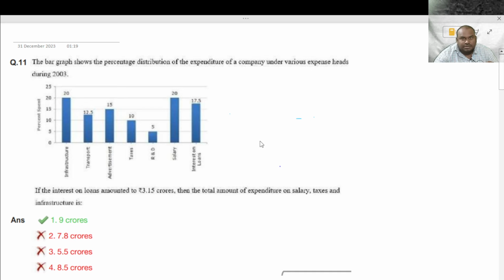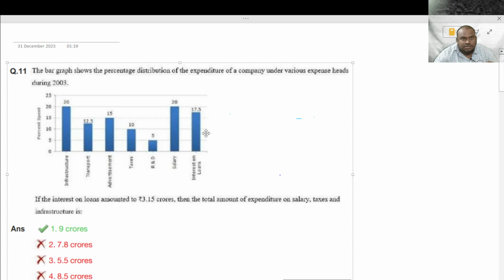The bar graph shows the percentage distribution of the expenditure of a company under various expense heads during 2003. Various expense heads means nothing but R&D, taxes, salary, different segments. He has given the distribution in terms of percentage, not the value. Here 5 is percentage, 10 is percentage, 15 is percentage. All are percentages. So for salary he spent 20%, for R&D he spent 5%, for taxes he spent 10%. That's what is given in the 2003 data.